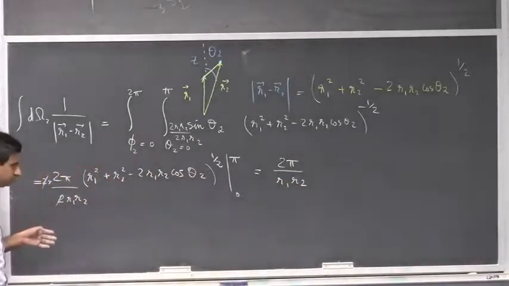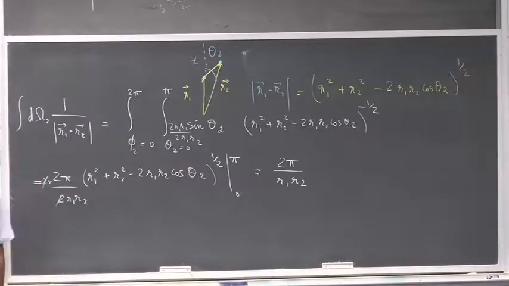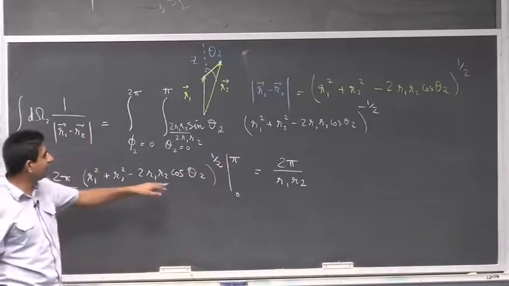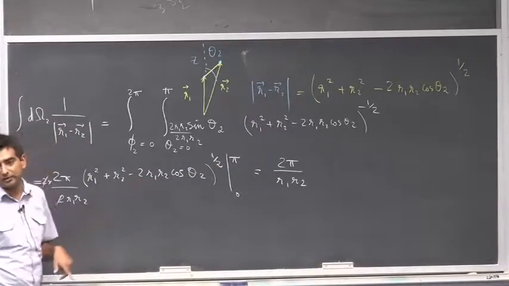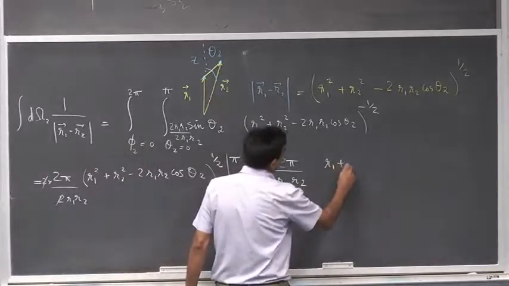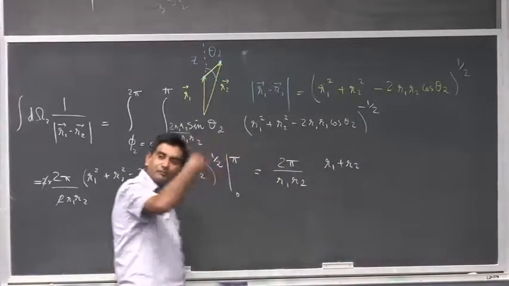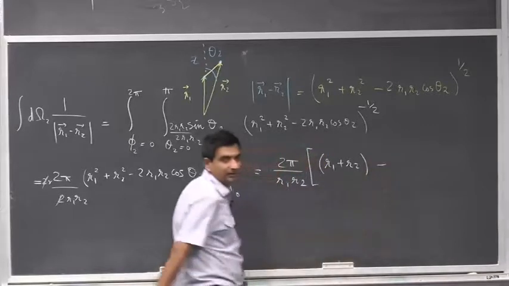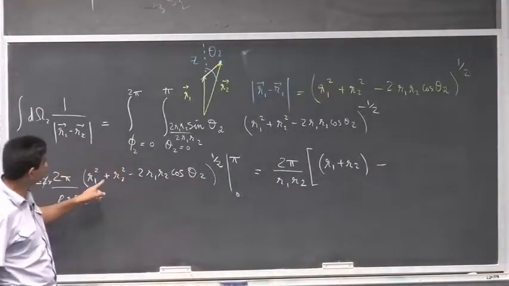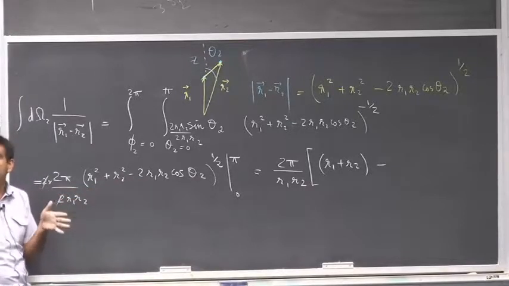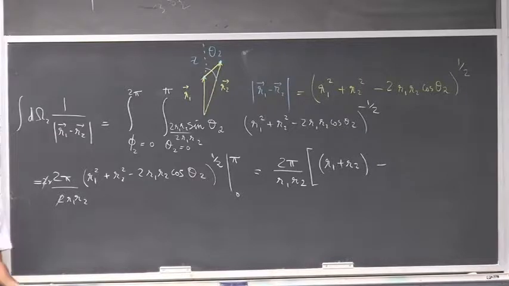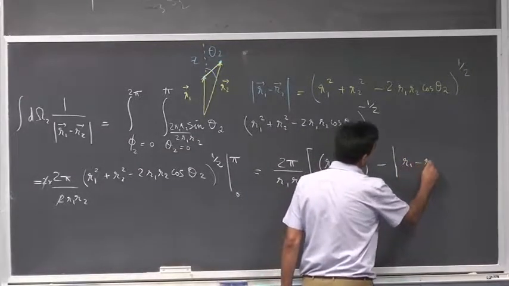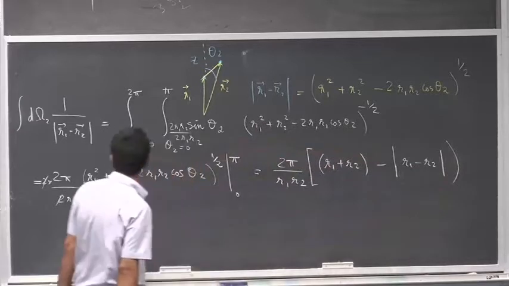Now if you look at this term, this is the positive square root, and theta 2 goes from 0 to pi. When theta 2 is pi, this term becomes plus 2 r1 r2, and that is the square root of (r1 plus r2) squared, which is r1 plus r2. Minus, when theta 2 is 0, the cosine becomes 1. So you have r1 squared plus r2 squared minus 2 r1 r2, which is the square root of (r1 minus r2) squared. Now r1 can be greater or less than r2, so you take the magnitude |r1 minus r2|. So this is the result of this particular integral.